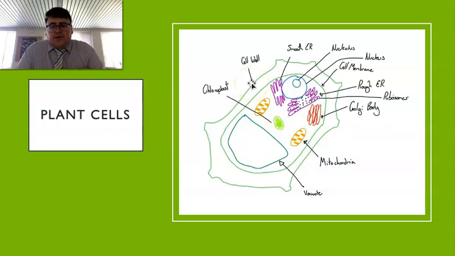Again, because plants don't have that skeleton to help provide structure, they have the cell wall to provide it. Other organelles that are slightly different are chloroplasts. Chloroplasts are only found in plant cells. And we also have a vacuole, which helps provide that little bit of structure in plant cells as well.